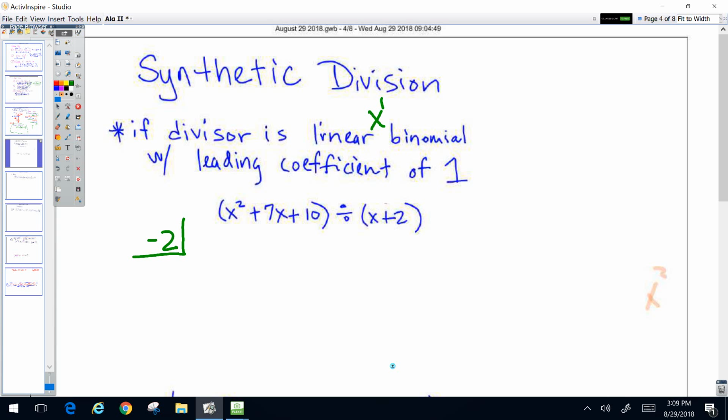Okay, so we call this a table. I don't know why. It looks like a backwards L. So you put the -2 on a backwards L. And then what we do is we take all of our coefficients, our understood 1 right here, the 7, and the 10. And we write down the coefficients and the constant.